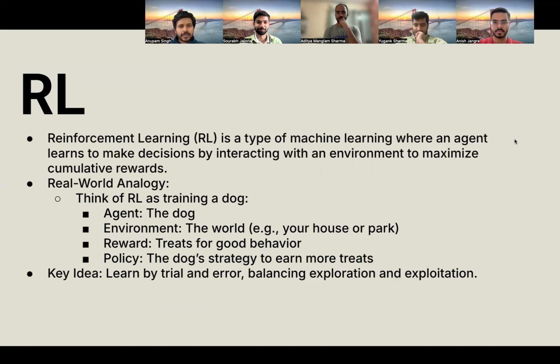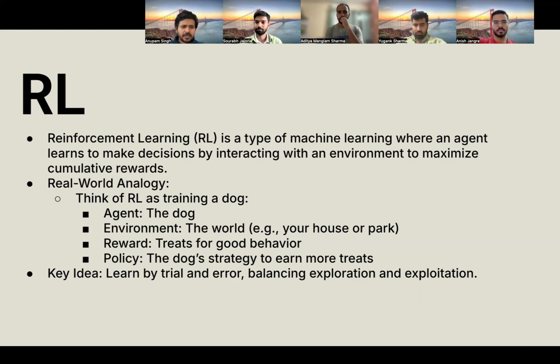Okay. So, in technical definition, reinforcement learning is a type of machine learning where an agent learns to make decisions by interacting with an environment to maximize cumulative rewards. In a nutshell, it tries to maximize how much reward it will get. That is what RL, or reinforcement learning, is.